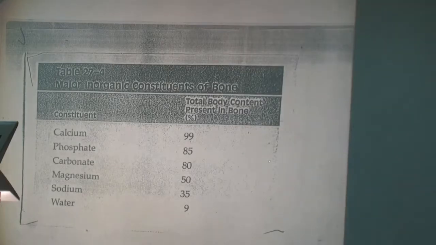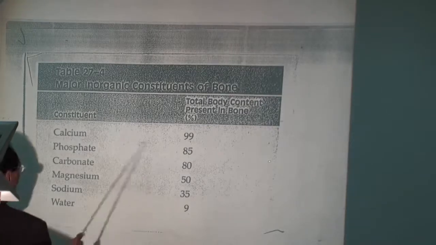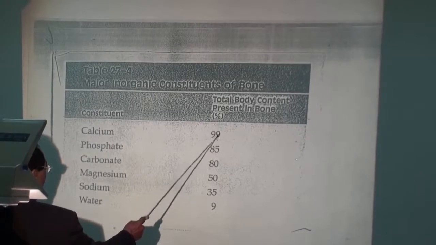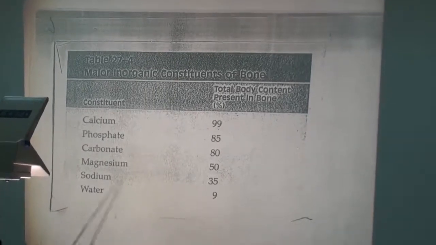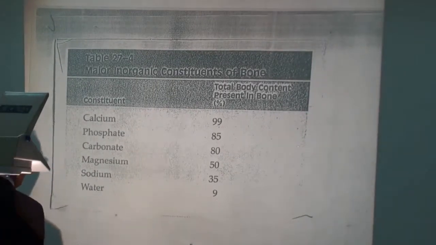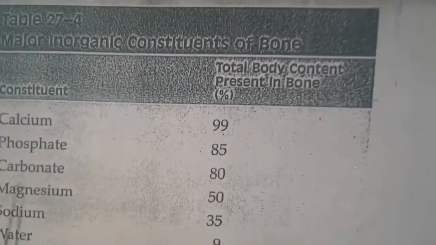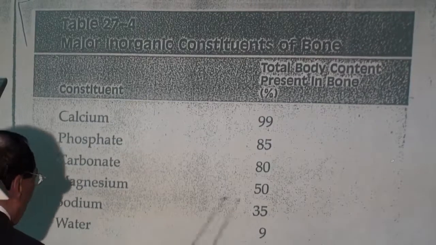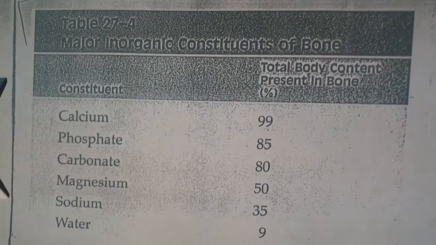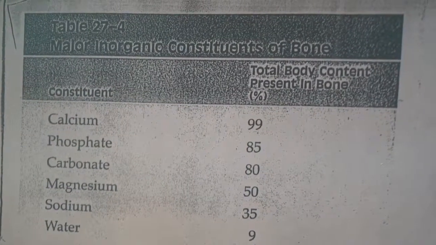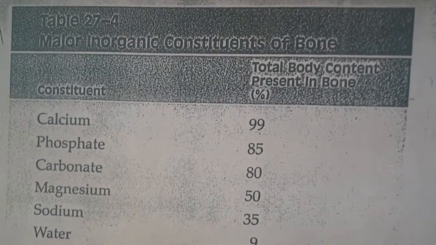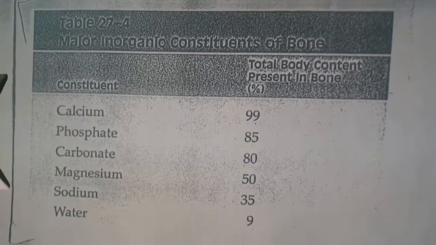You see, 99% of your calcium is in your bone, while phosphate is 85, carbonate 80, magnesium 50, sodium 35, and water 9. These are the major inorganic constituents of the bone.